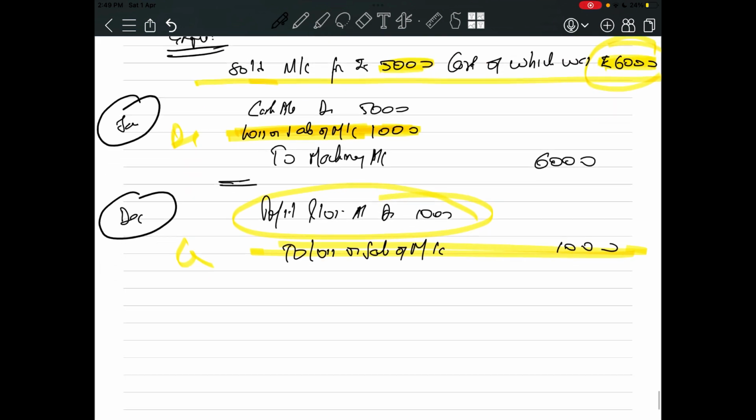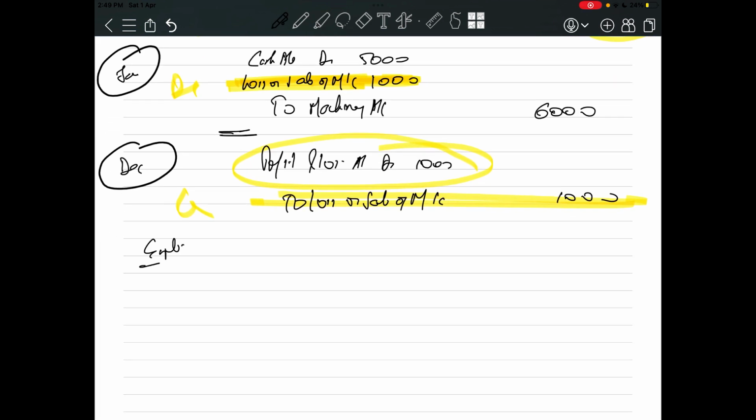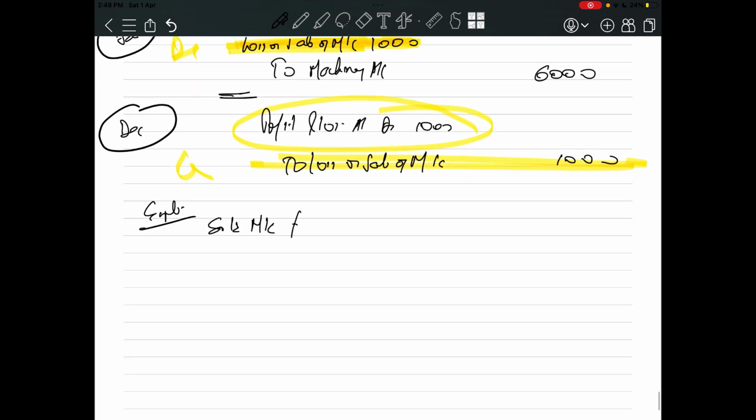Now let's take another example. Sold machinery for rupees 10,000, cost of which was how much? 12,000. Okay, now there is a profit. See, what is the cost of the machinery? Cost of the machinery is 12,000 and we have sold it for, wait, there cannot be profit now, this should be 8,000. Cost of the machine was 8,000. We have sold it for 10,000, so there is a profit.